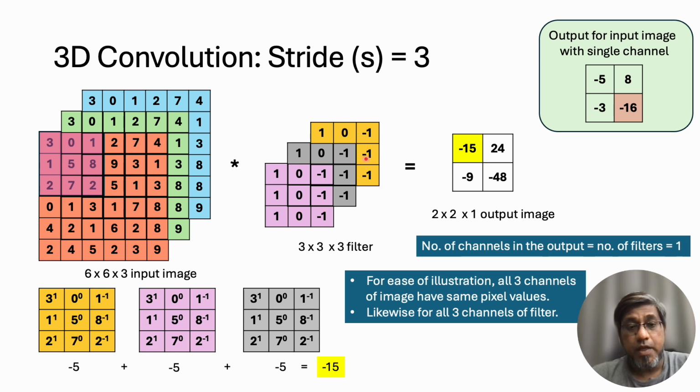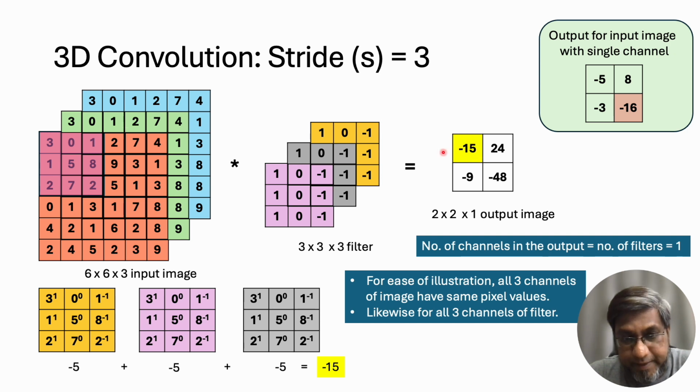So now once we have performed the element by element multiplication of that particular channel, we get the output for that channel, and then what we do is we combine the outputs of the three channels by adding them together. So the output of the first channel is minus 5, the output of the second channel is also minus 5, and the output of the third channel is also minus 5. We add them all together and we get minus 15. So that becomes the first element of the output image, which is in this case minus 15.